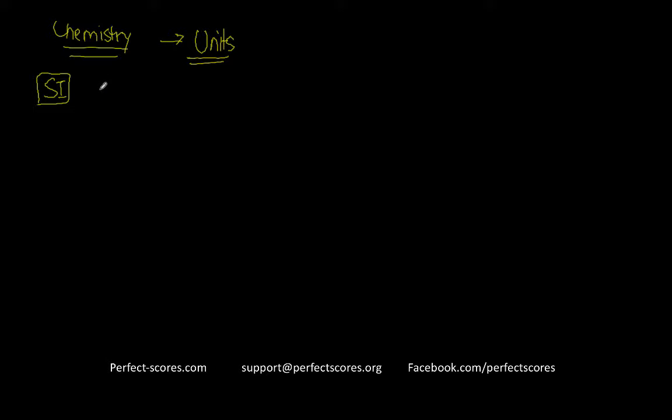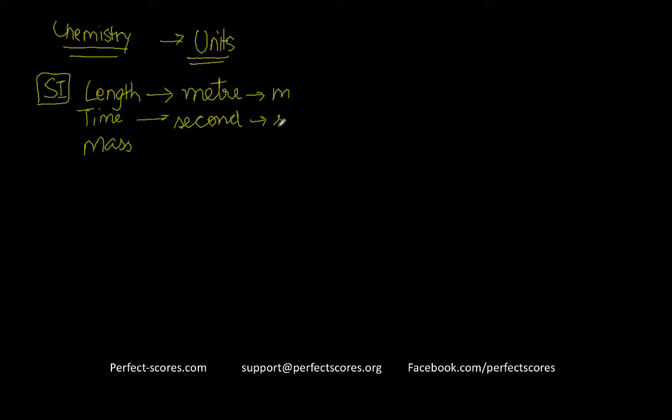The three most recognizable units are for the quantities of length, time, and mass. The SI unit for length is not a mile or anything, it's a meter, represented by a simple m. The SI unit for time is a second, represented by a small s. The SI unit for mass is a kilogram, represented by the letters kg together. So those are the three common ones.